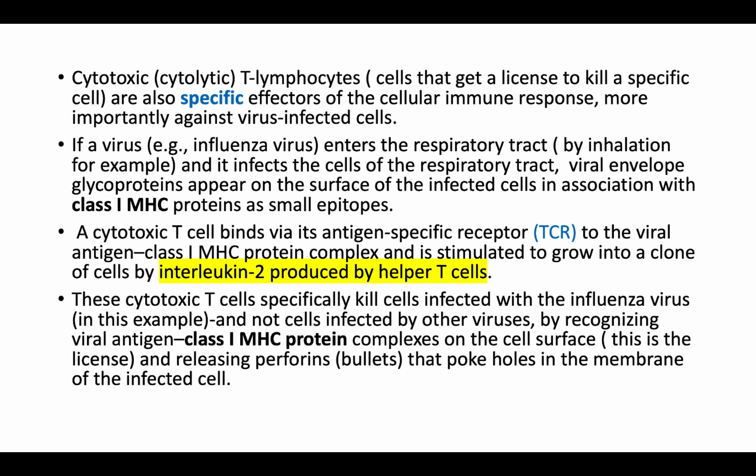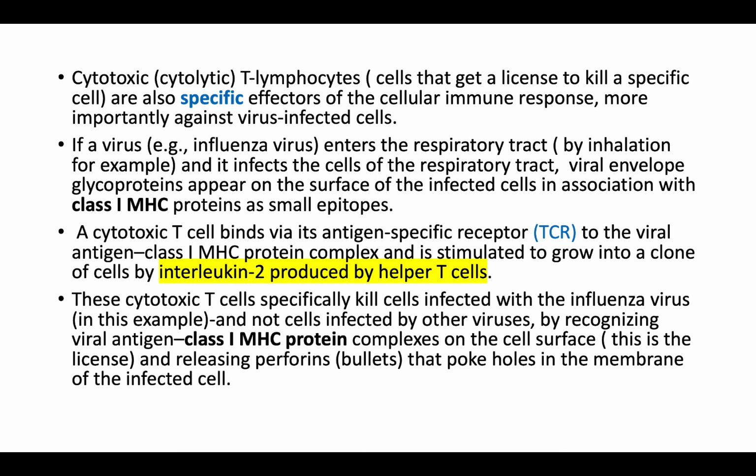Since they are only specific for this epitope of this virus, they only kill this specific virus. For example, if another influenza virus with a different epitope comes along, these cells will not kill it. Only the ones with this epitope of this virus. The epitope is the unique part of the protein that I am presenting on my MHC1, which the APC also presented to the CD4 cell.